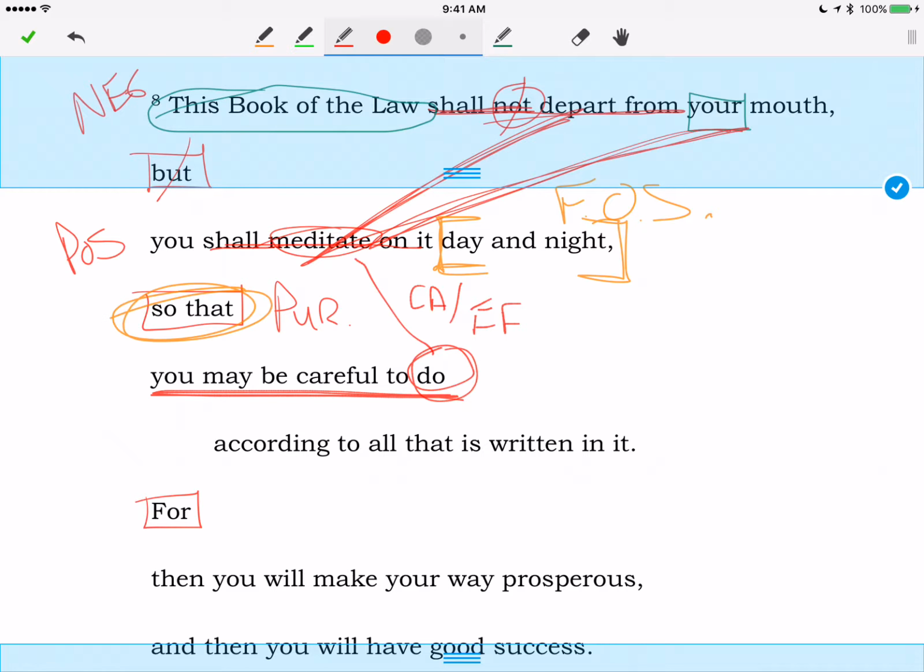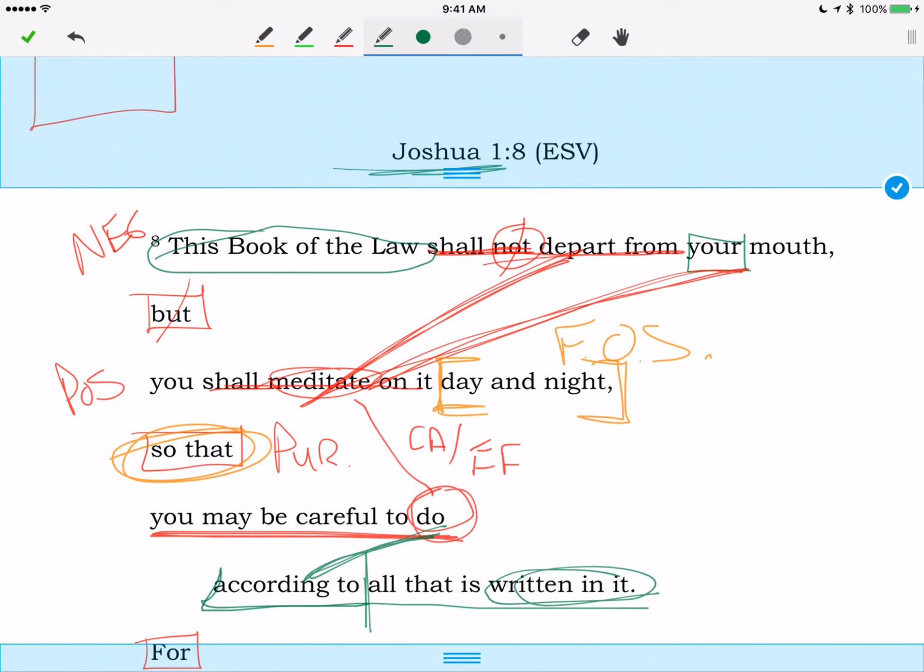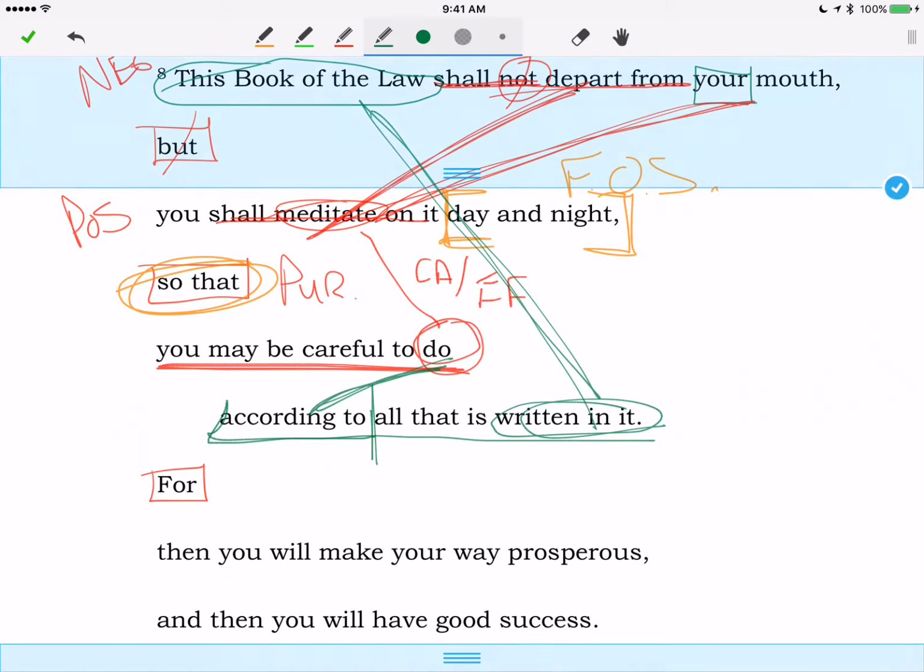Now, one of the things that we see in some contexts is the idea of according to all that has been written in it. This according to is really a standard or a limiting factor. This word according to is referencing a standard: all that you do is according to something, compared to something. And all that you are to do is what's written in it, which is this book of the law that we are not letting depart from our mouths and that we are meditating on continuously. And ultimately, again, the relation is so that we will be careful to do all that is in it.